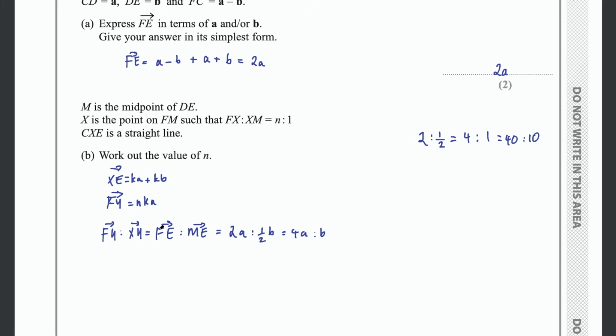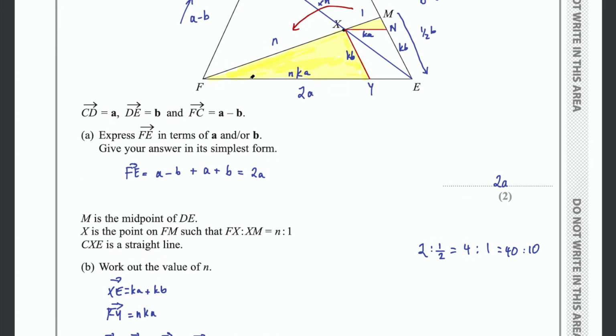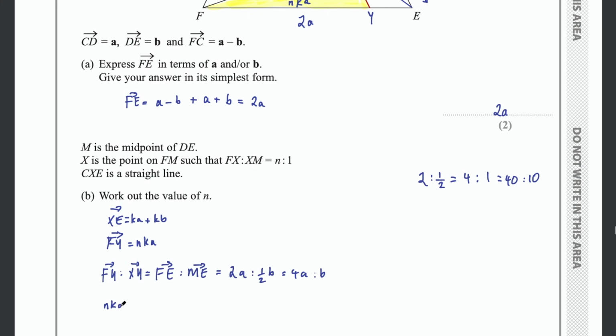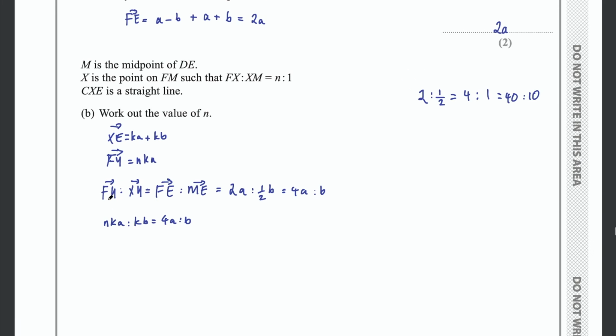And now FY to XY, remember I've labeled those vectors, NKA and KB. Okay, so let's say NKA to KB is equivalent to 4A to B. And now, well, those K's, they're like a common factor. I can effectively cancel those out. They don't really need to be there. Okay, so we're just talking about the ratio NA to B is equal to 4A to B. Well, here clearly N equals 4, right? NA is equal to 4A, N equals 4. So that's a bit of a simpler method.